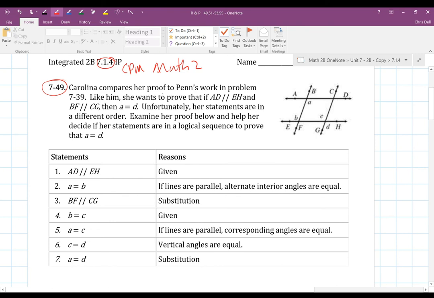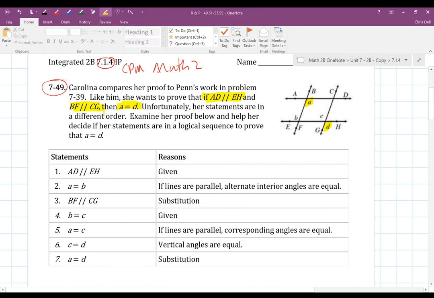So it says Carolina compares her proof to Penn's work in problem 7-39. Like him, she wants to prove that AD is parallel to EF and BF is parallel to CG. If those are parallel, then this is my if, so that's my given, right? If that's parallel and that's parallel, then we want to prove that A is equal to D. And we're looking at A being an angle and D being an angle. So we want to prove that those two angles are equal.